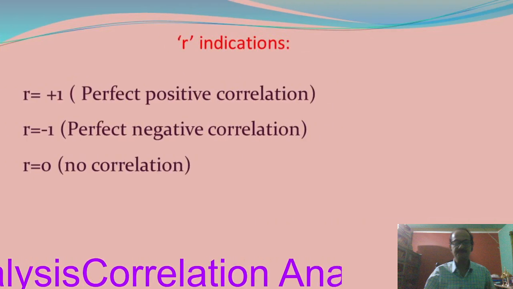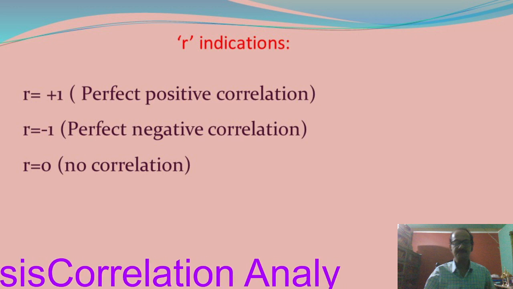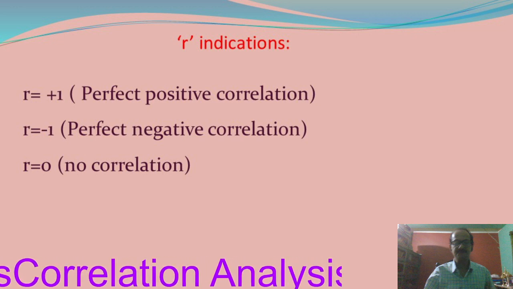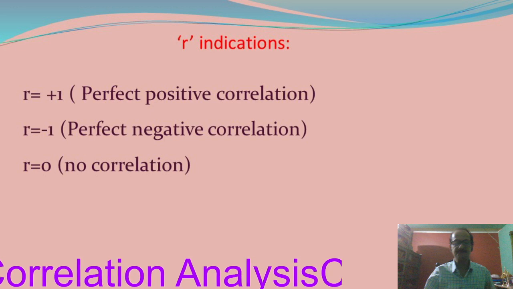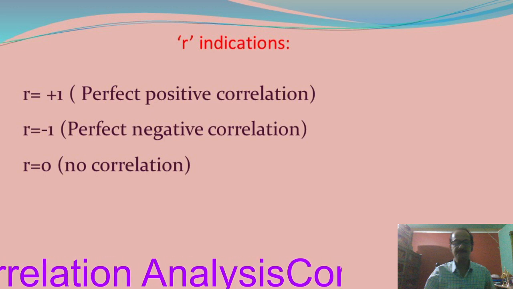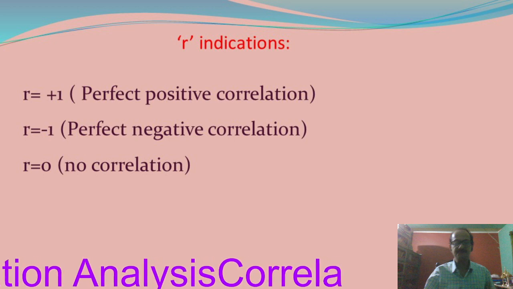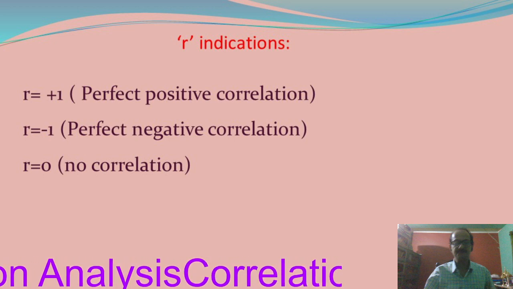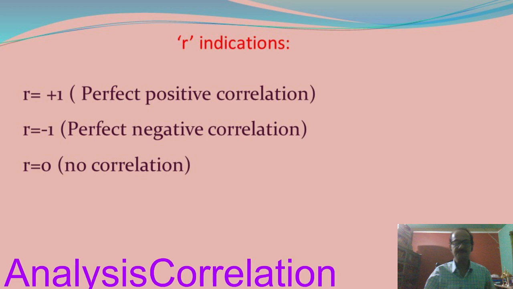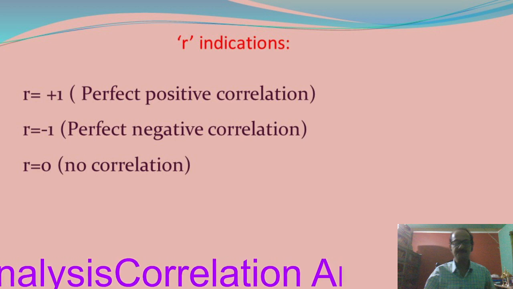So there are three indications of r, that is, the coefficient of correlation. It may be equal to +1, that is perfect positive correlation. It may be -1, that is perfect negative correlation, and r equal to 0, that is no correlation.